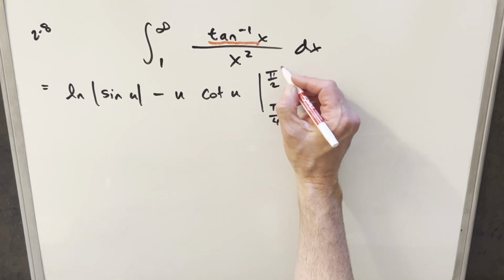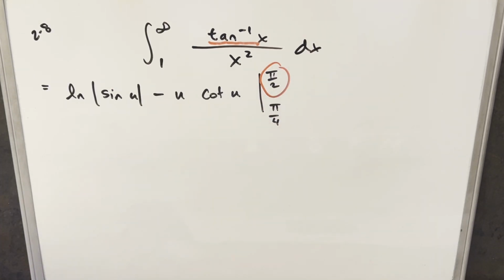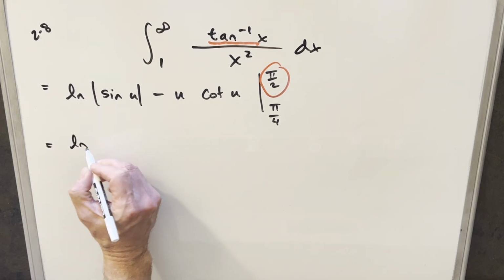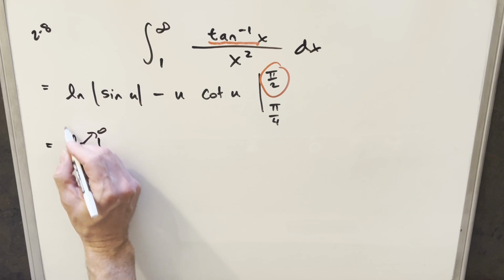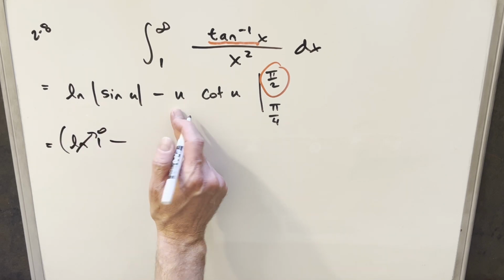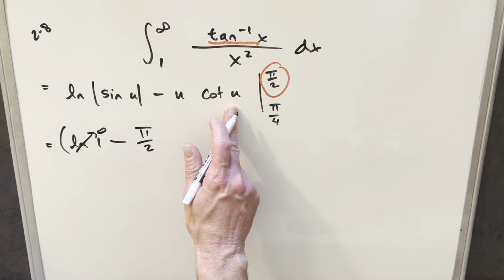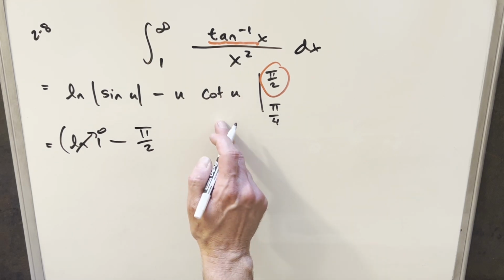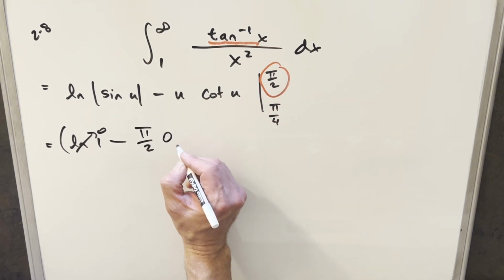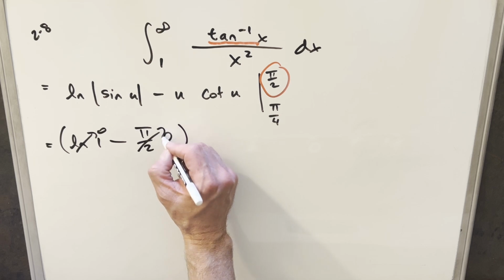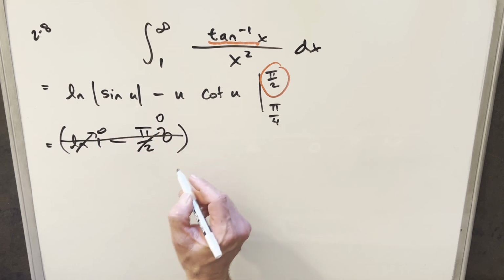Okay, first let's evaluate at pi over 2. Natural log sine at pi over 2 is going to be natural log of 1, so that piece goes away to 0. Then here we plug in our u, so this is going to become minus pi over 2 times cotangent at pi over 2. Think of it like cosine over sine. Cosine at pi over 2 is 0, so this is actually going to be another 0 right here. So this whole thing is just going away.